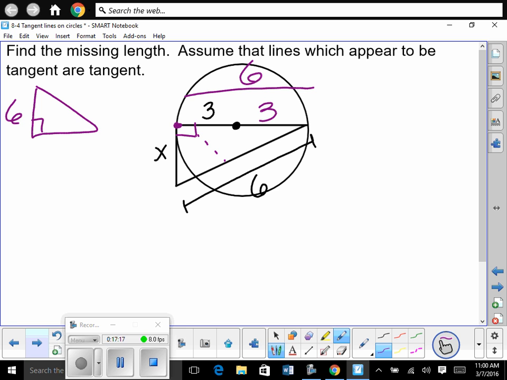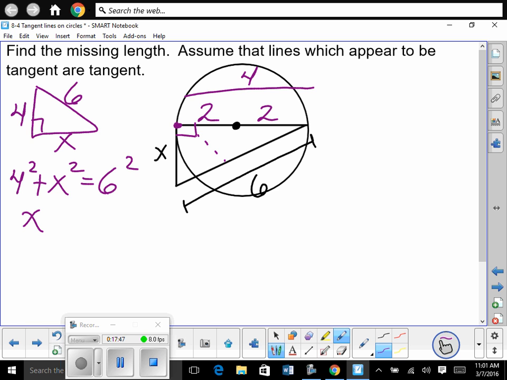Oh crap, I forgot that this one's not going to work. If you have 6 and 6, you can't have a right triangle. When I put this example, I meant to have a 2. That was my fault. Sorry about that. So this is 2, so this is 2, so this is 4. So this is 4, our hypotenuse is 6, and now we know side 1 squared, 4 squared, plus side 2 squared is equal to the hypotenuse squared. So we have x squared is equal to 6 squared minus 4 squared, right? So what is 6 squared minus 4 squared? 20.